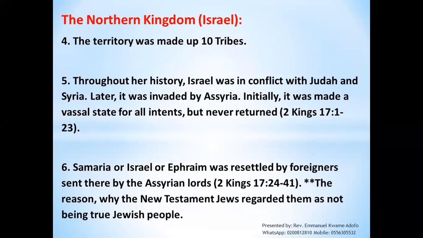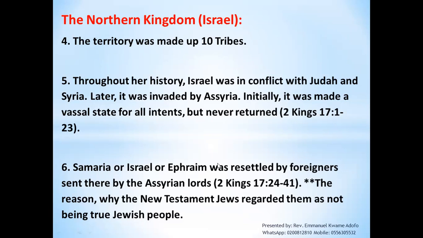Now, as I said, the history is that they continued to have conflict with the Syrians and then Judah. Later, it was invaded by Ahaziah. Initially, it was made not to return back, but it was invaded by the Assyrians. Note that the northern kingdom was taken over by Assyria. The southern kingdom was taken over by Babylonians. So let's look at it.